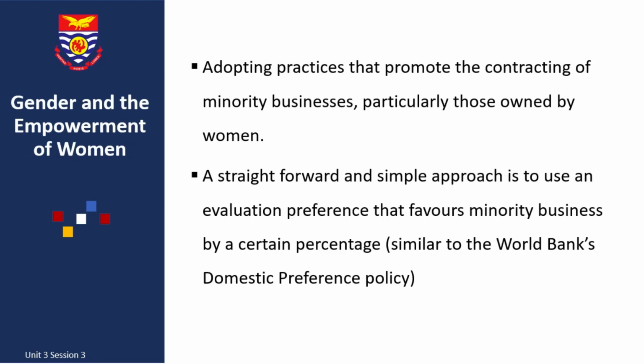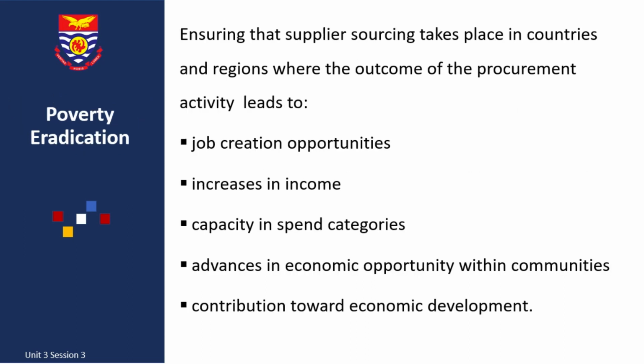Then there is gender and empowerment of women. So, adopting practices that promote the contracting of minority businesses, particularly those owned by women. So, procurement's role is to conduct procurement by adopting practices which promote the contracting of women or minority businesses, especially those owned by women. It is a straightforward and simple approach to use, by applying an evaluation preference that favors minority businesses by a certain percentage. And this is a typical example of the means of promoting horizontal policies.